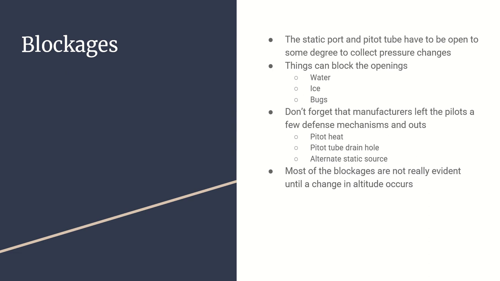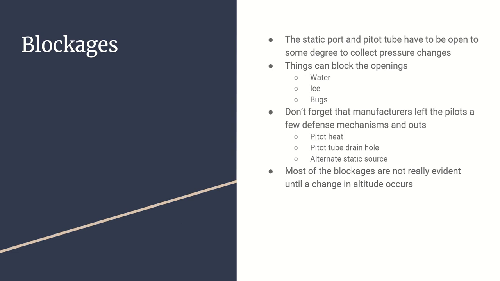Let's talk about blockages next. So we learned about the beauty of having those openings for those different instruments to show us different things. But if we don't have those openings available to collect those pressure changes, then the instruments can't accurately reflect those changes, right? So it's not like we do anything to purposely block them or anything, but things that we encounter during flight can sometimes get in the way.